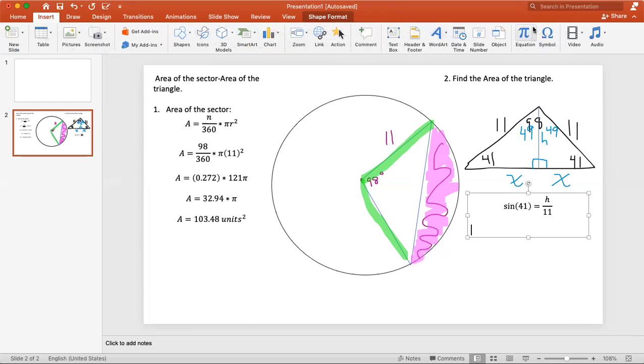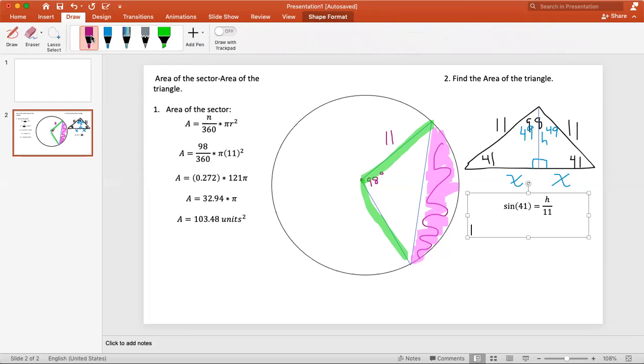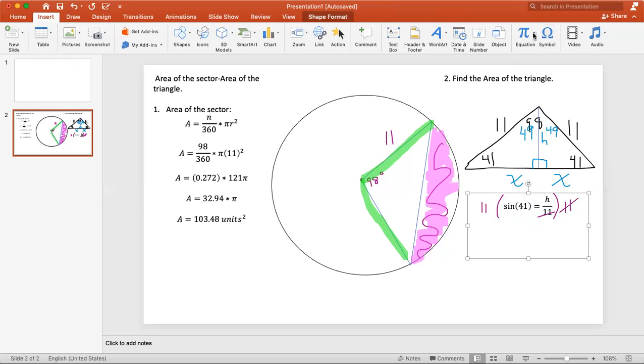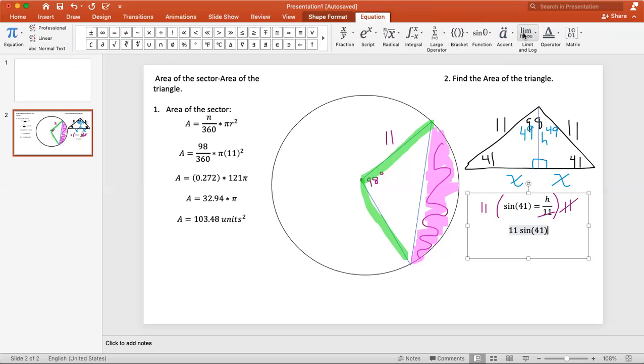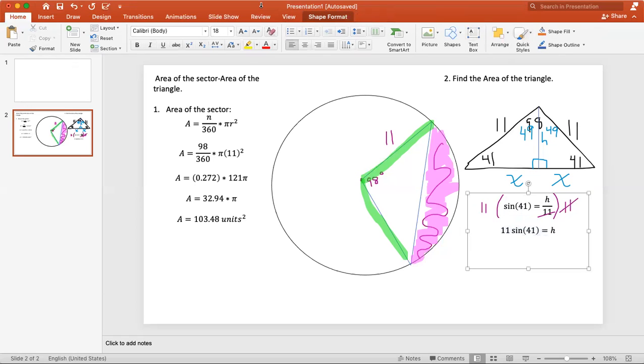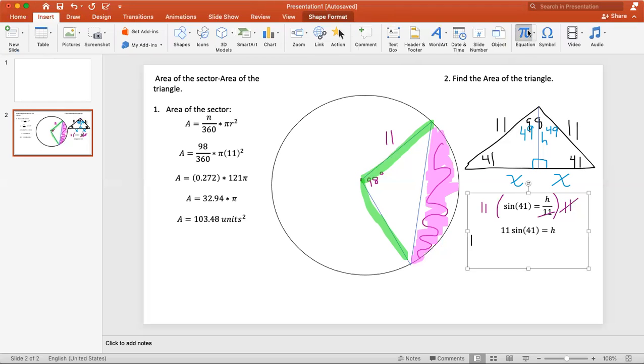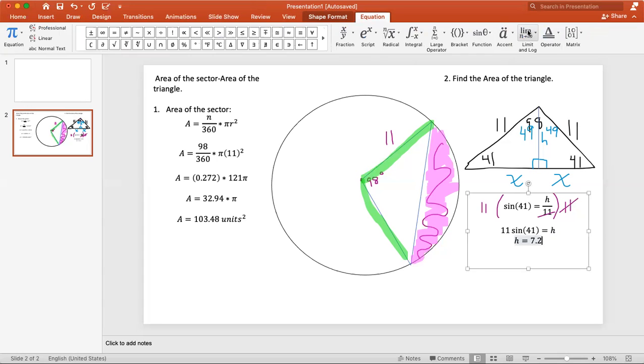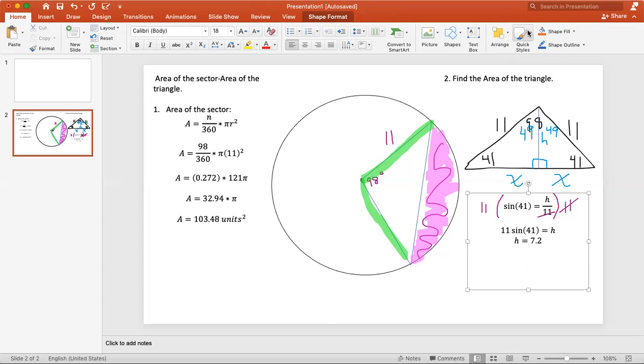Now at this point, let's just multiply both sides by 11. And what we end up getting is the equation to find the height: 11 sine of 41 is the height. And 11 times the sine of 41 makes the height 7.2. So the height of the triangle is 7.2.